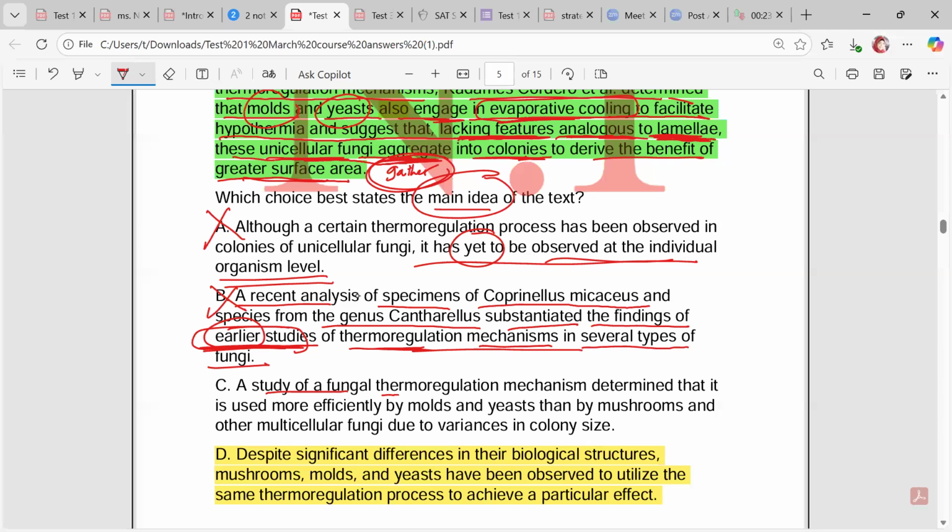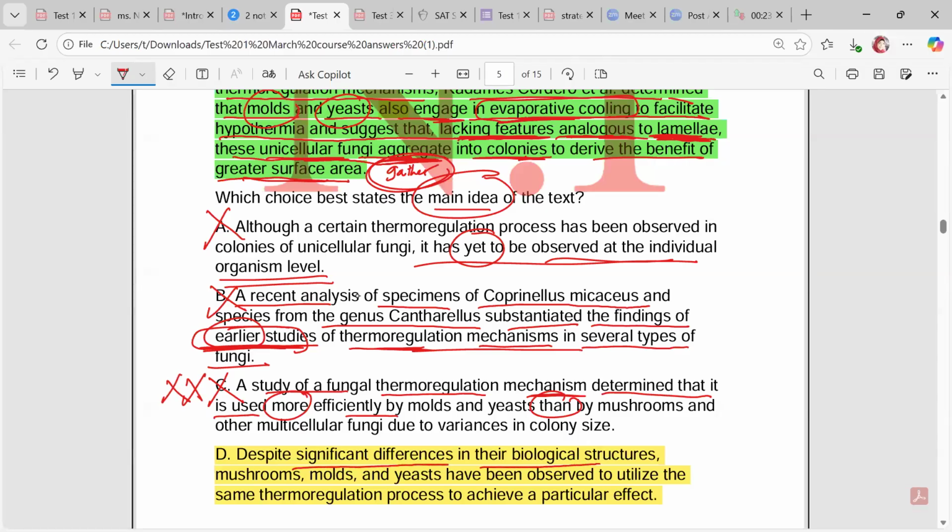A study of a fungal thermoregulation mechanism determined that it is used more efficiently by molds and yeast than... I told you, when you have a comparison that is not there, don't choose it.